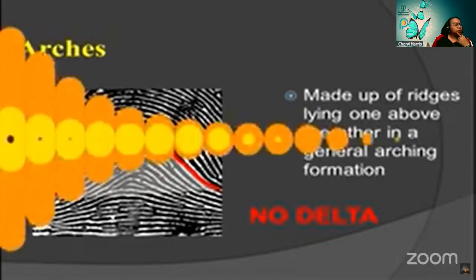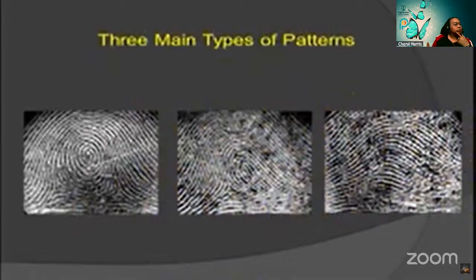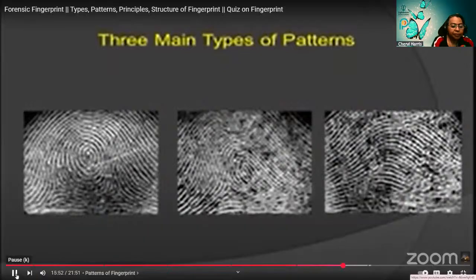So now let me take a short and simple assessment from you people, to see whether you know about these three patterns. Just pause the video and try to identify, in these three, which one will be whorl, which one will be arch, and which one will be loop. All right, so I'm pausing that. So think about that.